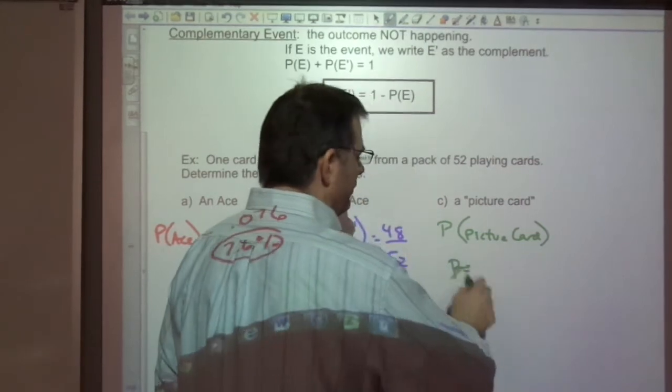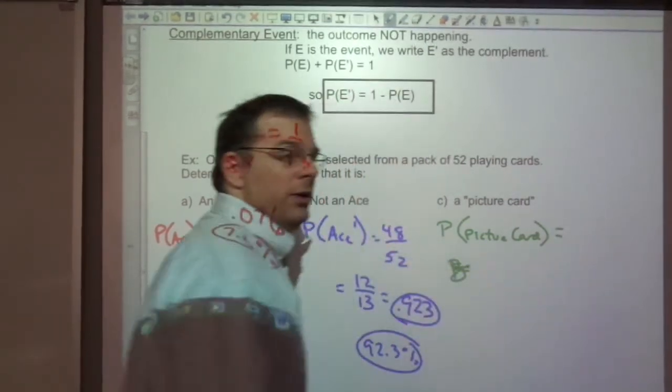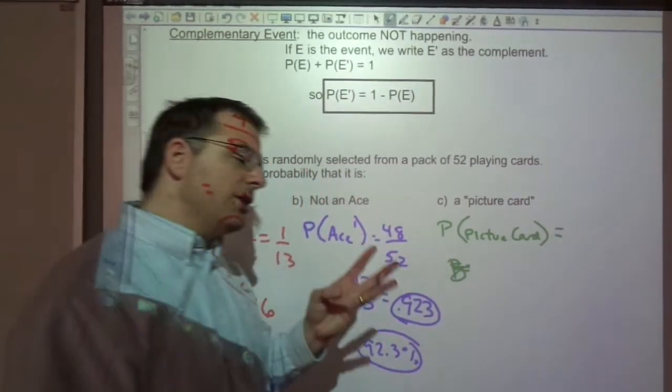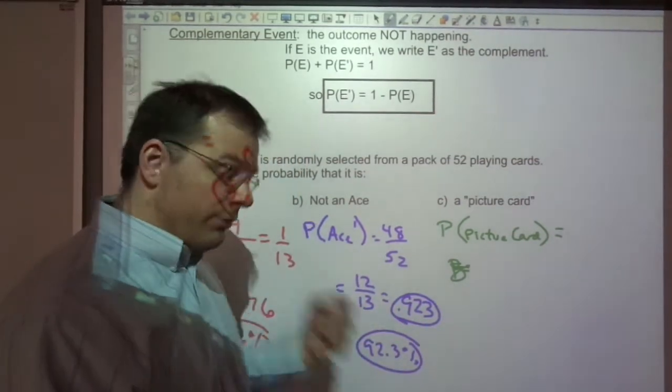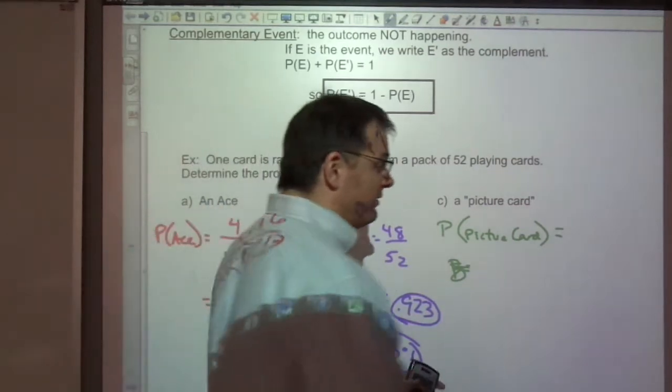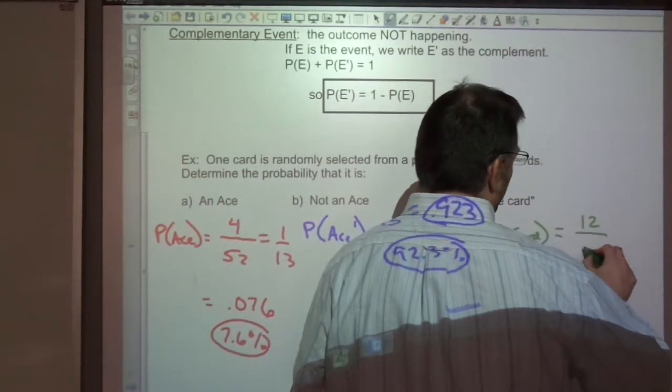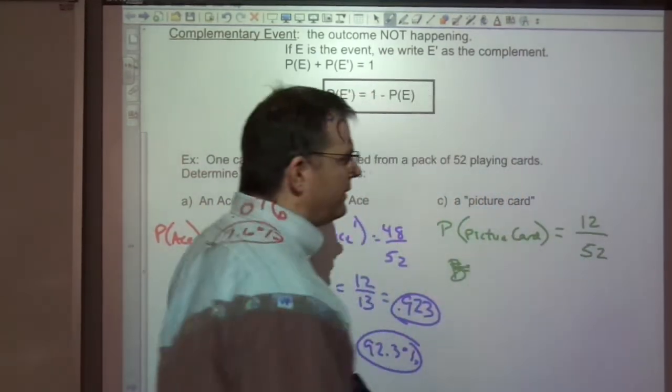I'll do this. How many jacks, how many queens, how many kings? There are 3 jacks in each suit. There are 4 suits, so 3 clubs, 3 spades, 3 hearts, 3 diamonds. That leaves a total of 12 picture cards in the deck out of the 52.